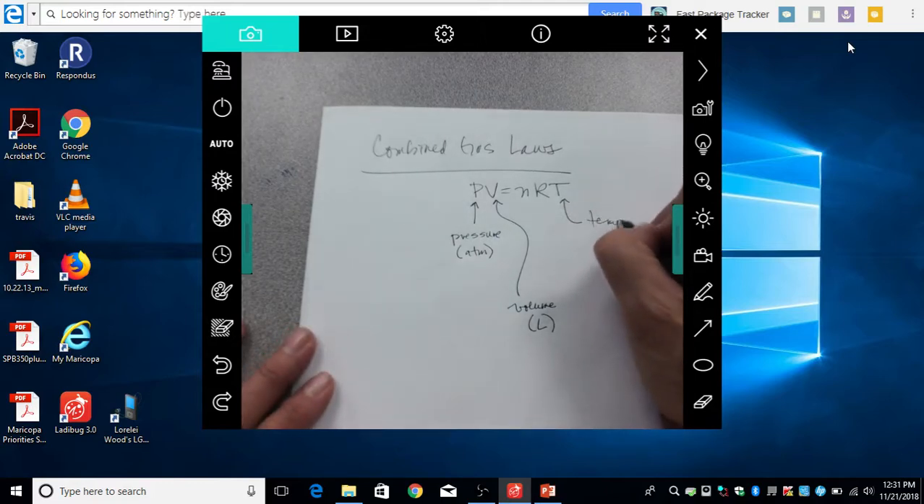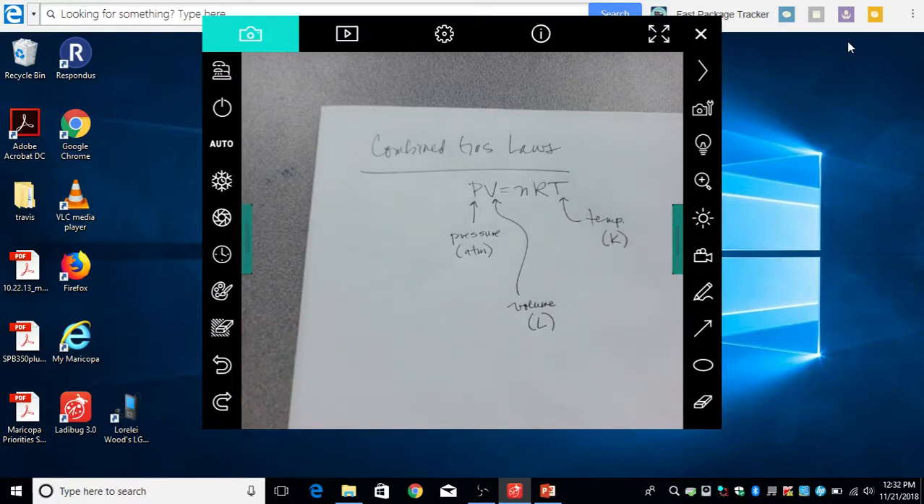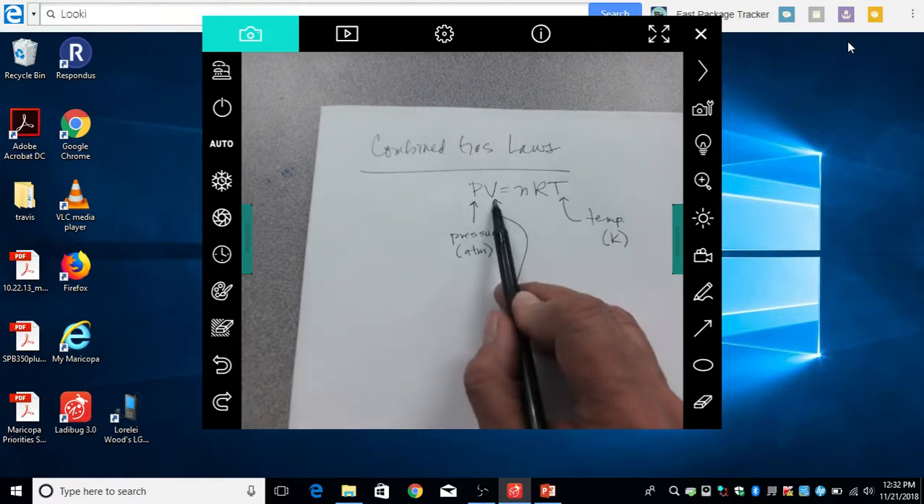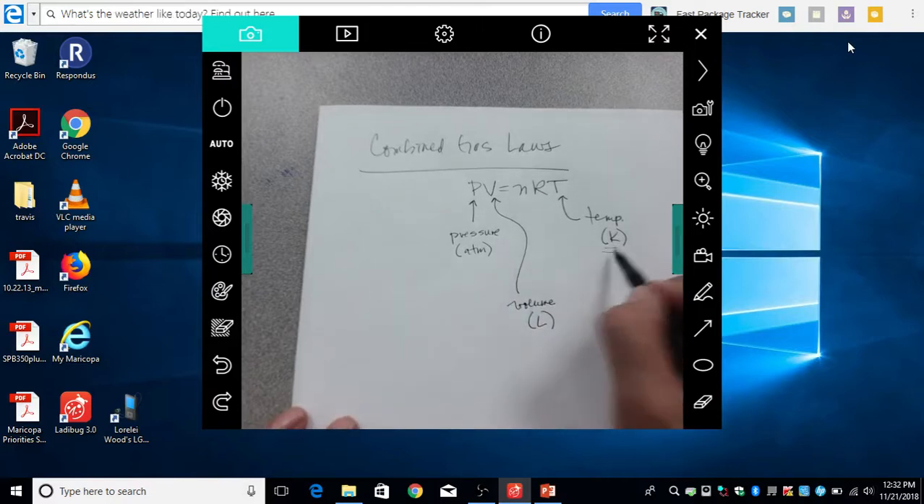Temperature. Now in gases, we have to do our temperature calculations in Kelvin. Does anybody have any idea why? There's no negative numbers. In Celsius and Fahrenheit, there's always negative numbers. So when you multiply anything by a negative number, what do you get? A negative. So you can't have a negative pressure or a negative volume unless we live like in a black hole or something, right? So we have to have it in Kelvin temperatures.